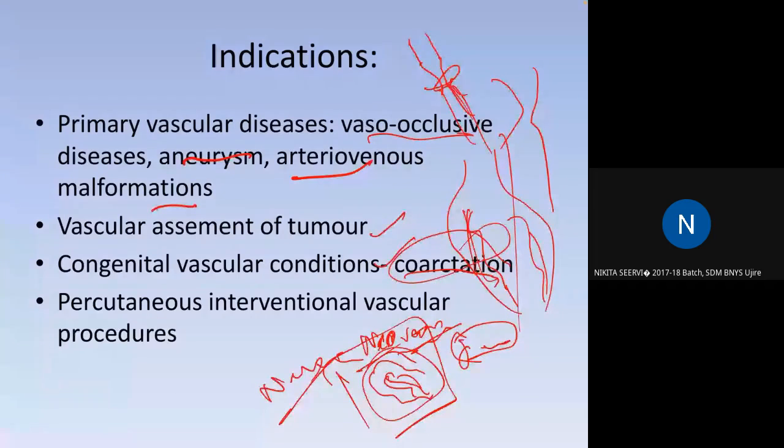And percutaneous interventional vascular procedures. If you want to do anything by entering through the vessel, you have to have an angiographic image before, because if there is a thrombus or some calcification which is there, you don't want to dislodge it because of the intervention which is there.